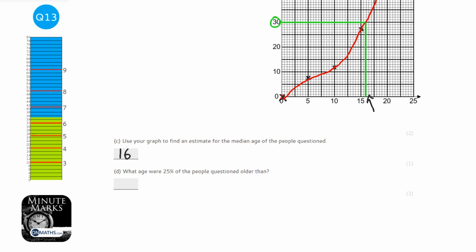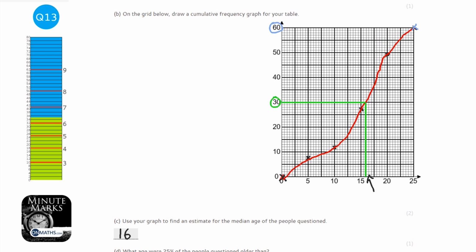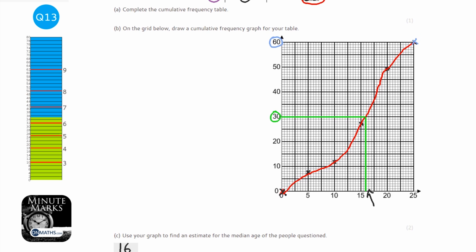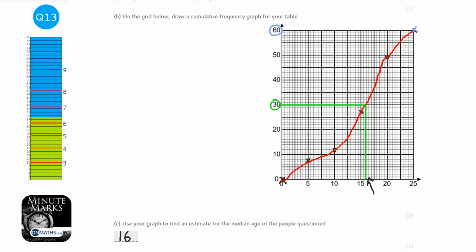Okay, last question says, what age were 25% of the people questioned older than? And that's important. Where were 25% of the people older than? Now this is actually asking us what the upper quartile is. So we need to work out the upper quartile, and to do that, the easy way of doing the upper quartile is you work out the lower quartile, work out which number you have to go across from, and you do that by halving the number used for the median, so it'd be 15.